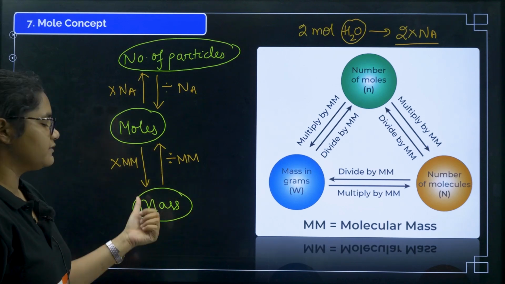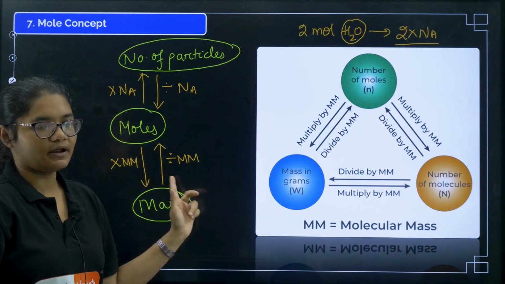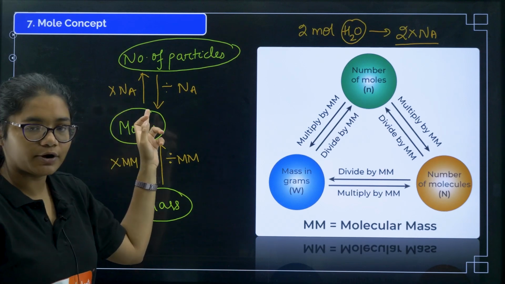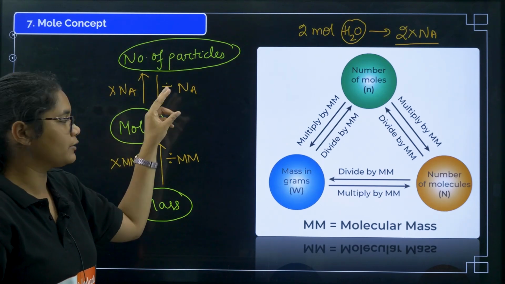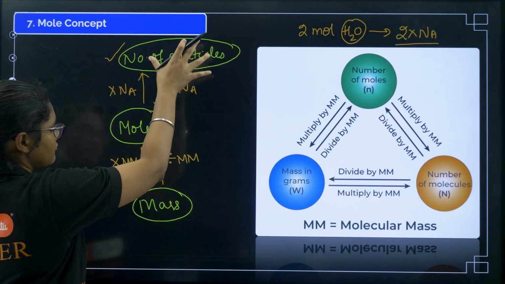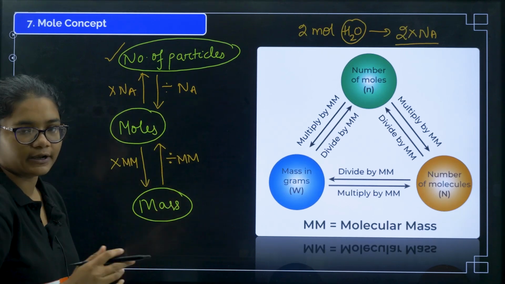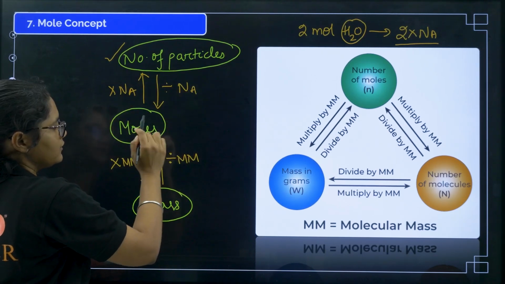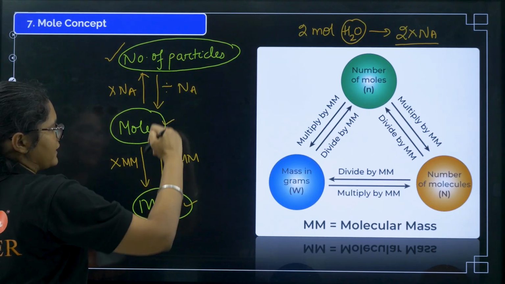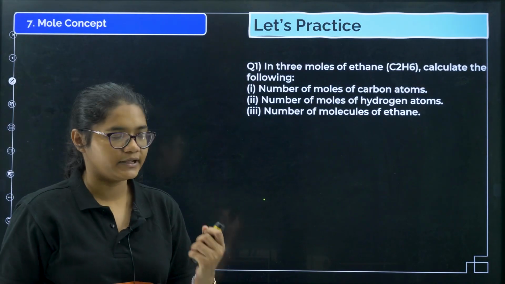Clear? If moles is given, mass is to be calculated, multiply with molar mass. Mass given, moles to be calculated, divide by molar mass. Moles given, number of particles to be calculated, multiply by Avogadro number. Number of particles given, moles to be calculated, divide by Avogadro number. Now if I want to calculate from number of particles to mass, then first number of particles should be converted to moles, then moles should be converted to mass. So anything given, if this is given, you can calculate these two very easily. If this is given, then you need to follow this path and calculate the other two. Clear?